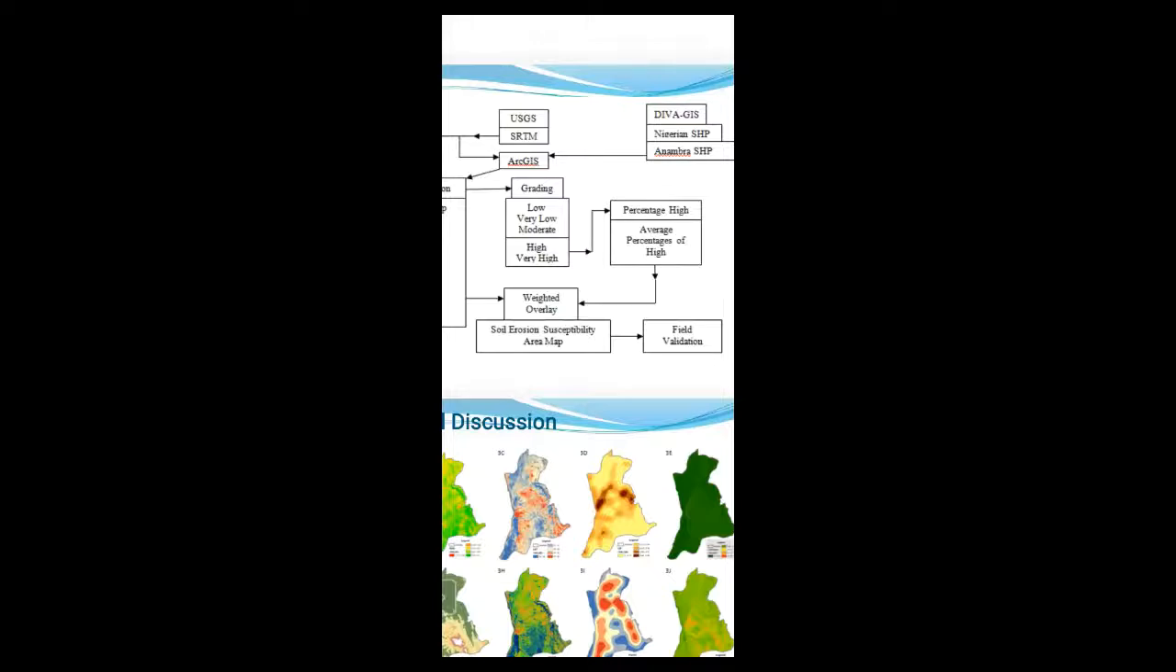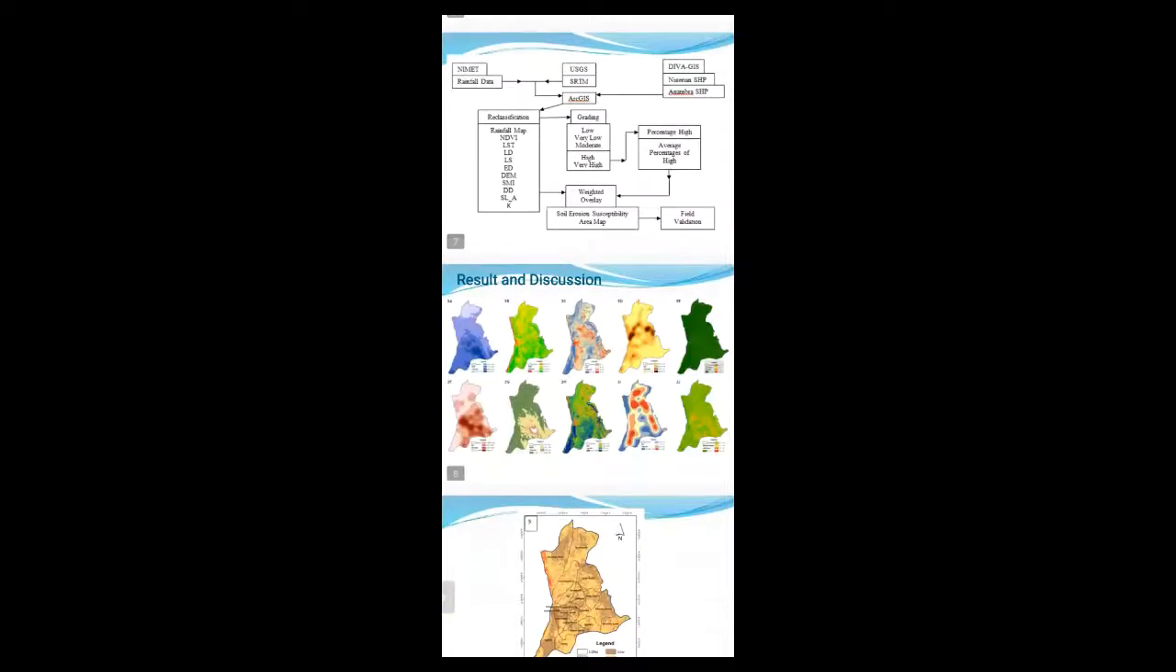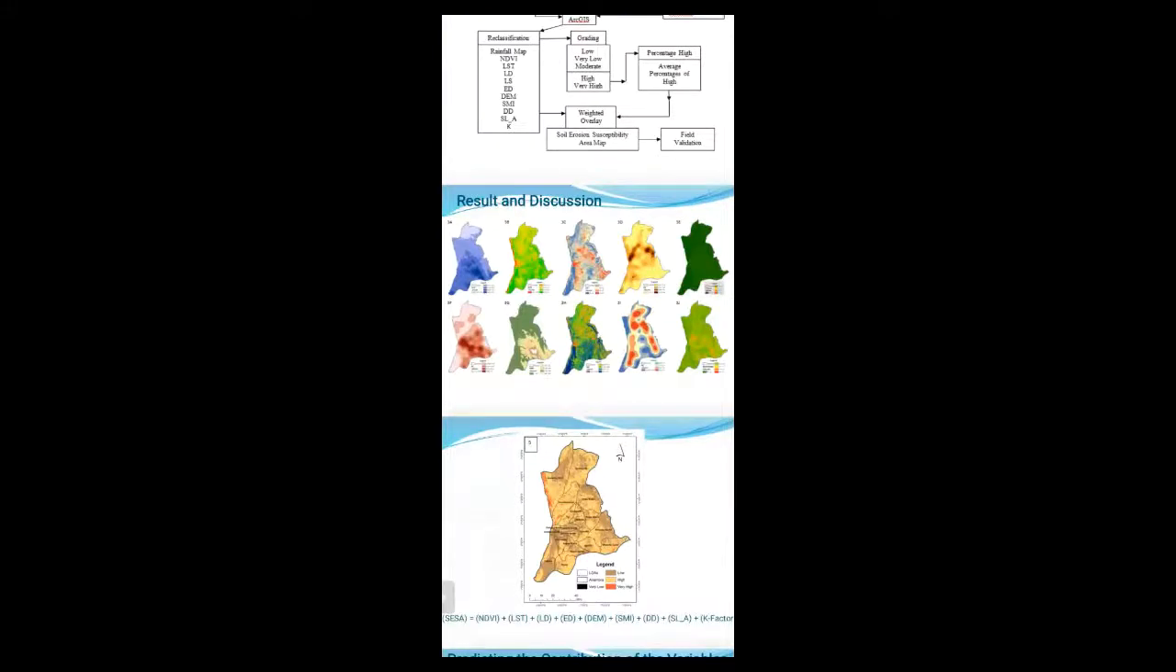From the ArcGIS, we processed our data and extracted the causative factors, which we earlier listed, including NDVI, LST, LD, LS, ED, DEM, SMI, DD, SLA and K factor. So we reclassified the values of our causative factors into 5. We then graded them from very low to very high, assigned percentages, and integrated these percentage values to produce a soil susceptibility map using the weighted overlay method in ArcGIS. After which we went for validation in the field.